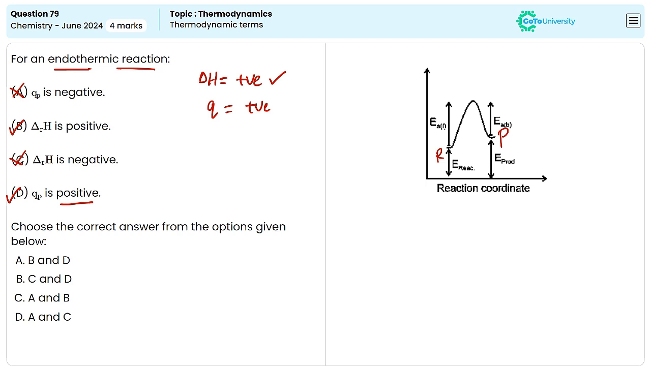So from these four options we can say B and D are correct for an endothermic reaction. Option A is the correct answer.